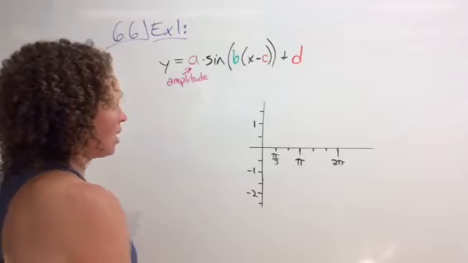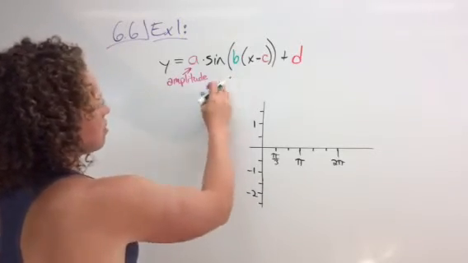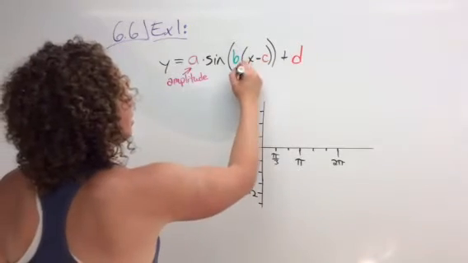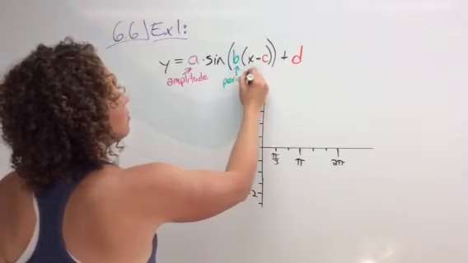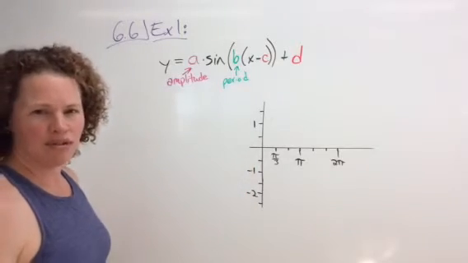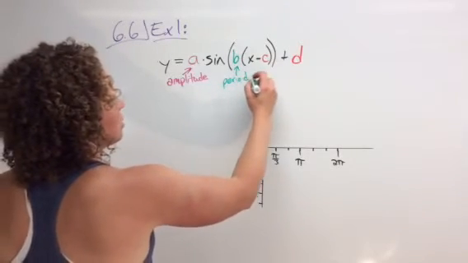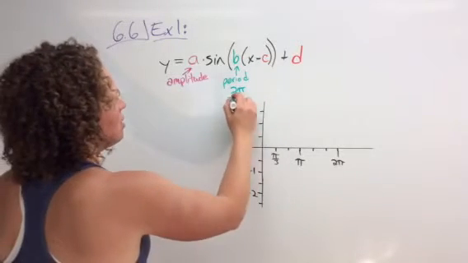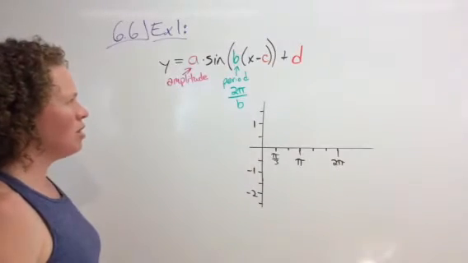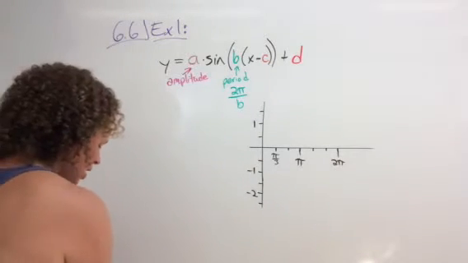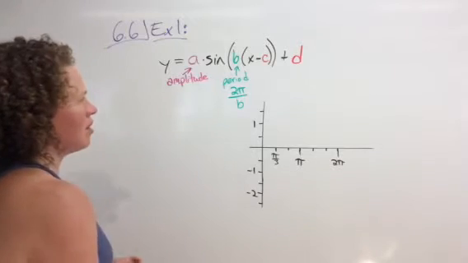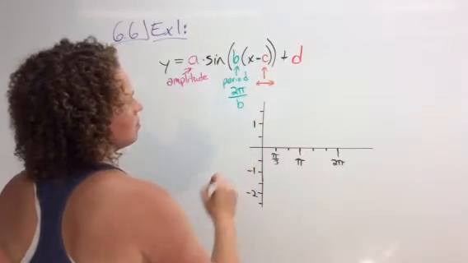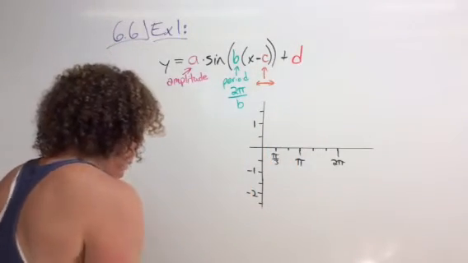B is a little trickier because this is actually the horizontal stretch, so it affects the period of the wave. And just like before, we divide by B. So in this case, we're going to have 2 pi, which is the usual period of a sine graph, divided by B, and that's going to be our new period. Now these ones are just your basic shift left or right, and D is your up or down.